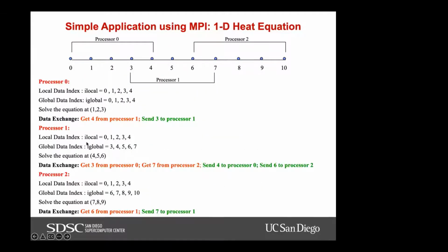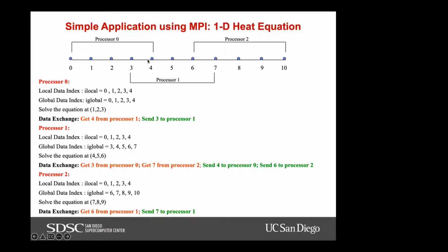So when you distribute this, remember in the Pi example, I was saying the index is going to be the same locally for all of them. So the local index is always going to be 0 through 4. It's our job to find the global index in each case. In processor 0, it'll match because they're both starting from the same thing. But in processor 1, you can see the global index starts from 3.